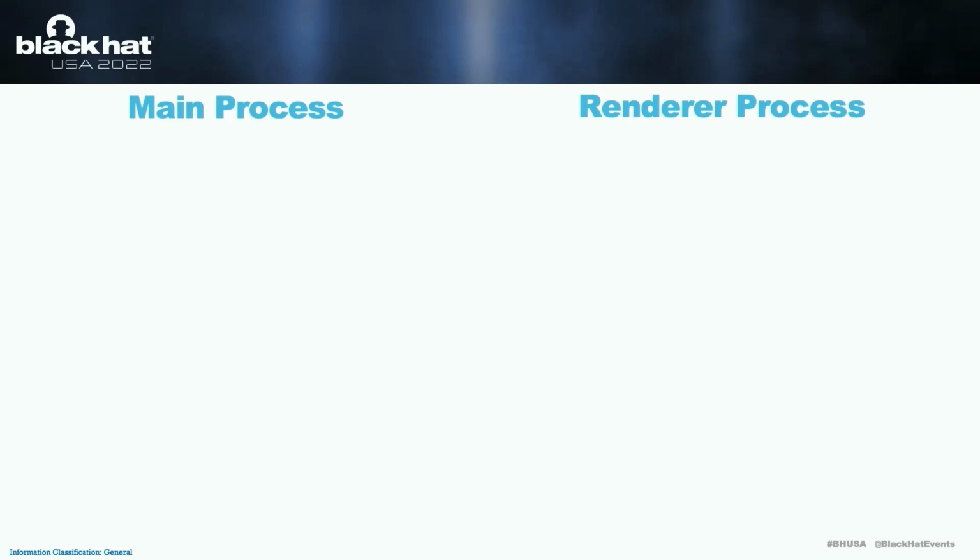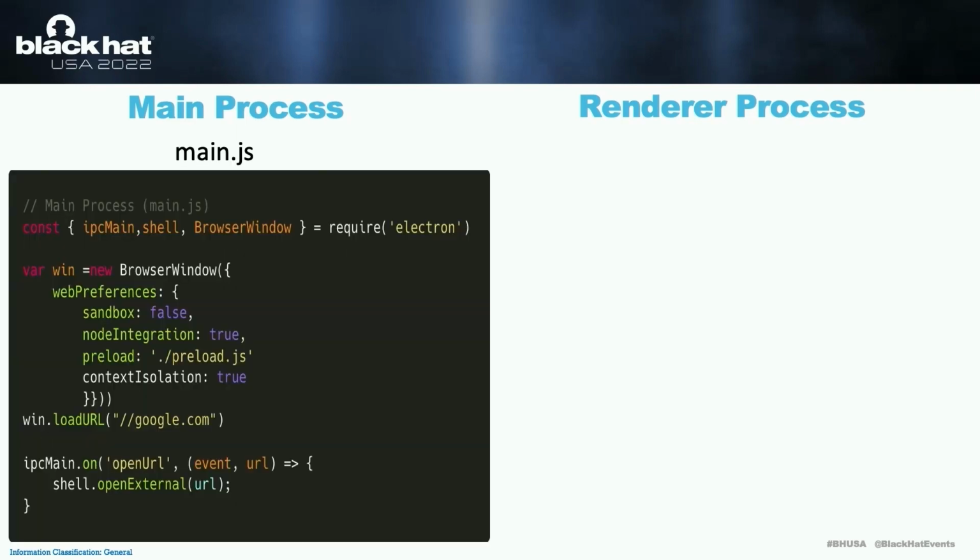So let's see how it looks in the code to get a bit of an idea about that. Here we have a file known as main.js. It sets up a BrowserWindow, and within the webPreferences, it lists a couple of security settings, which it sets true or false. Then it loads a URL, which is the web page you want to load, which is google.com in this case. And then it defines an ipcMain, which is like an event listener to listen for an IPC call. In this case, it's open URL.